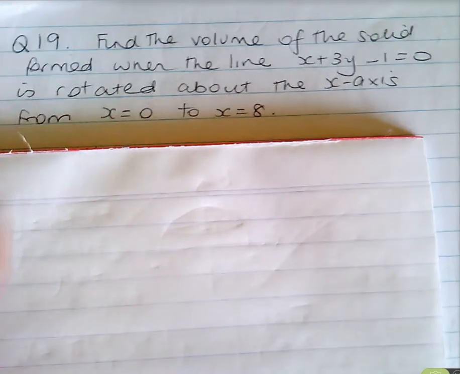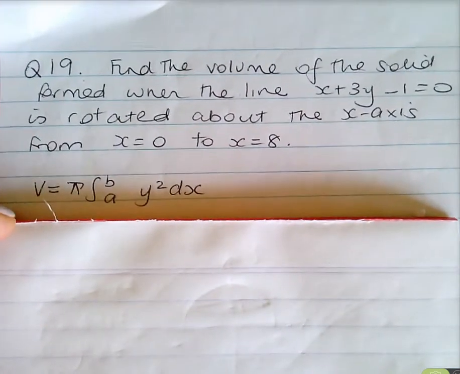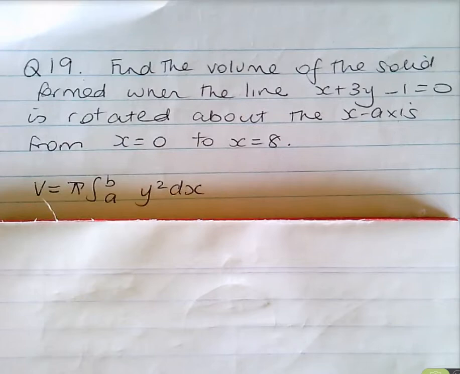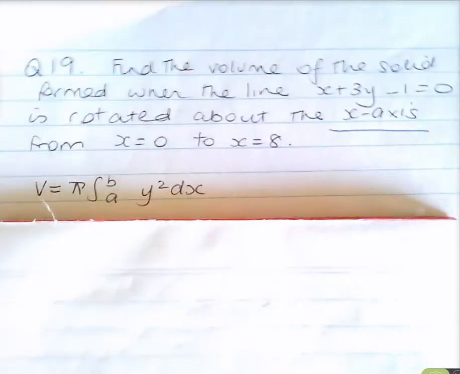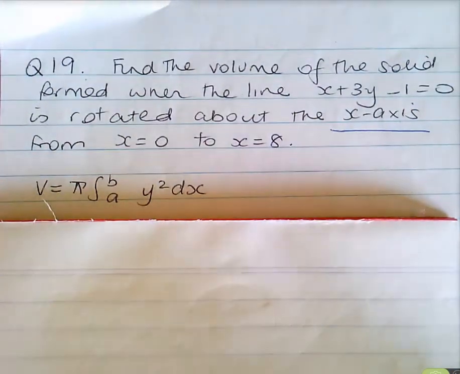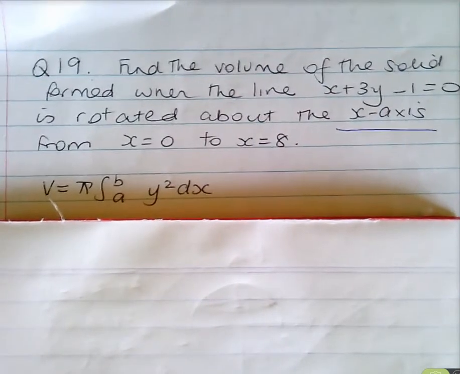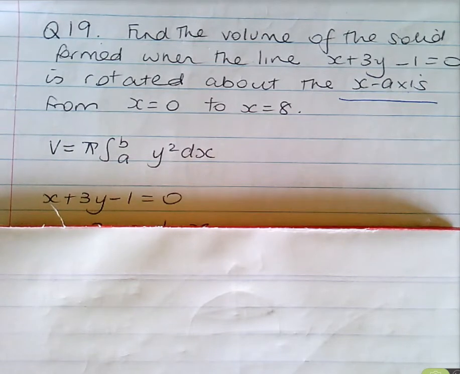So the formula is, volume is pi integral from A to B. You know it's rotation about the x-axis, so that's the dx one, and it's the y squared dx. So you're going to have to rearrange your equation and come up with y squared. Got it? You know what you're doing? Is everyone working on question 19? Rearrange your line. I want y squared. Have we got it? Try it on your own.